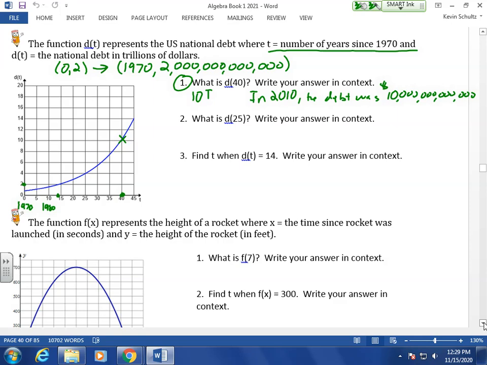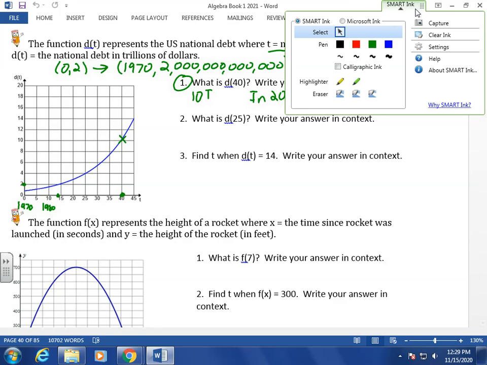Then what is d of 25? Write your answer in context. And then find t, so find the year when the debt is 14 trillion, then write your answer in context. That's what that one is asking you to do there.